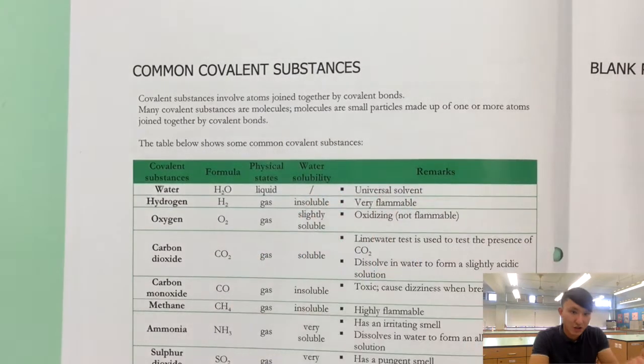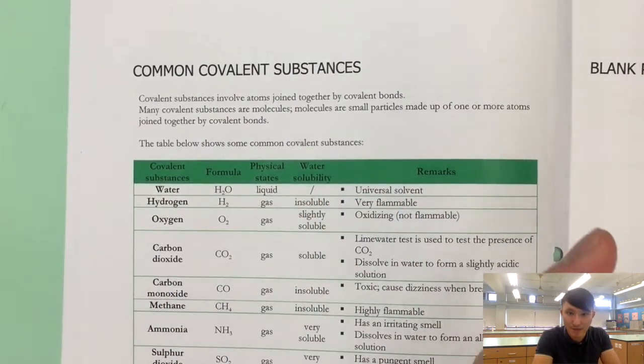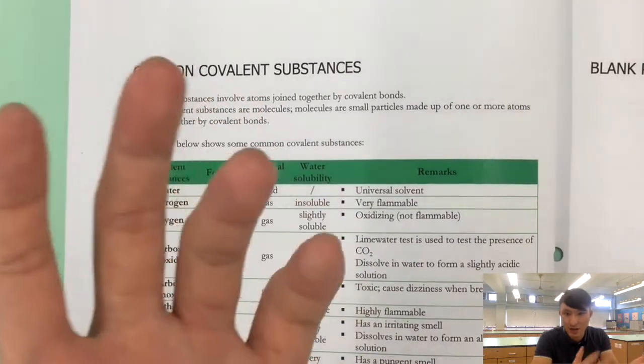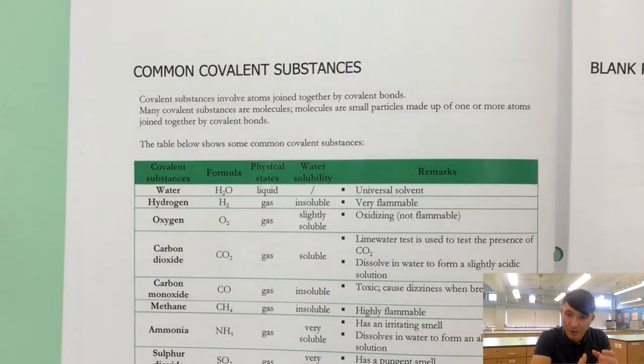So if I have hydrogen and oxygen react together to form water, then water is definitely a compound and it is a covalent compound because hydrogen and oxygen are non-metals. But if I have hydrogen and hydrogen joined together to form H2, then do we consider H2 a compound? No. H2 is simply an element, or we can say it is a molecule.